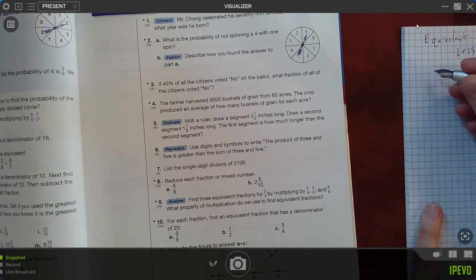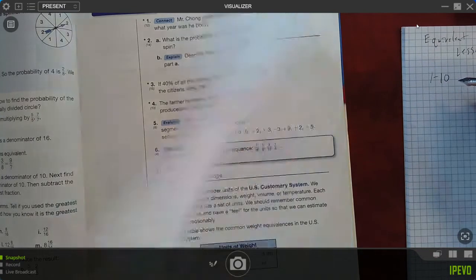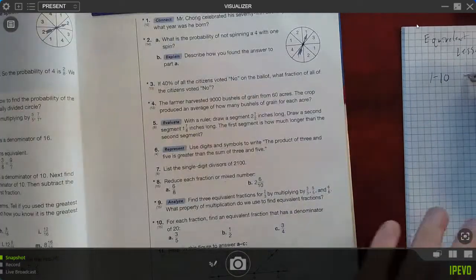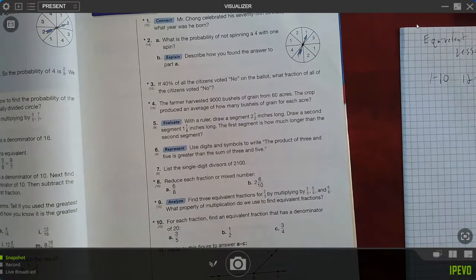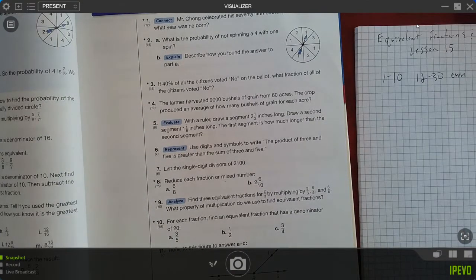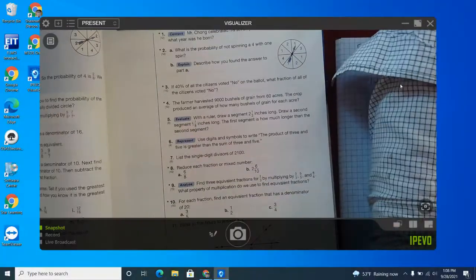let's go ahead and do 1 through 10. And then I think 12 through 30 even. Okay. So 1 through 10 and then 12 through 30 even. Okay. And that's the work for today.